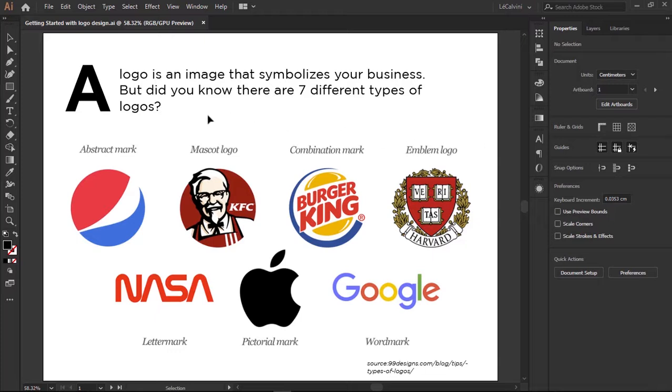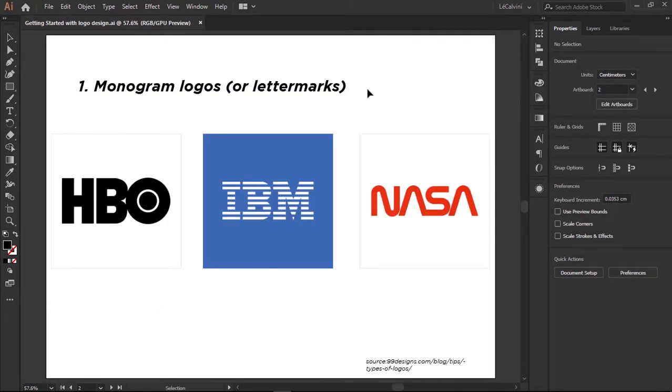But we have 7 different types of logos, and I'm going to leave the link of this article in the description. Mind you, a logo is usually a combination of typography and images. Each type of logo gives your brand a different feel, and since your logo is the first thing new customers will see, you want to make sure you get it right. Want to choose the best logo? Here there's 7 types.